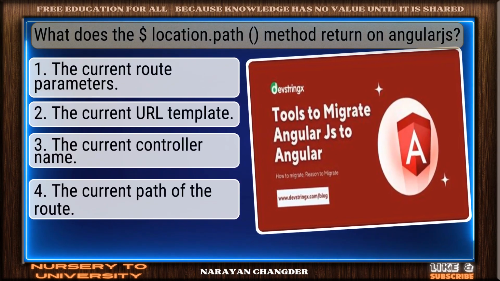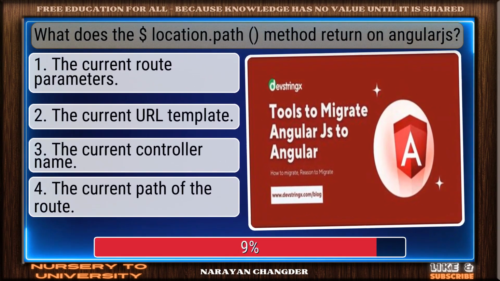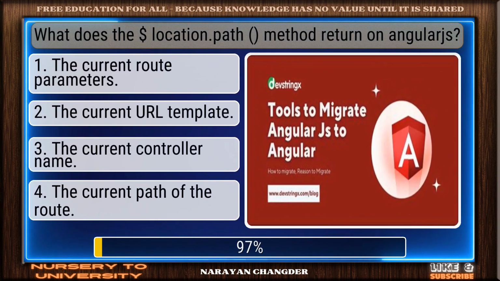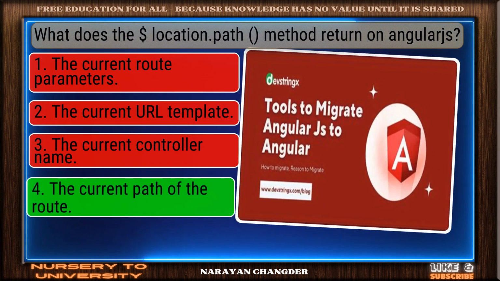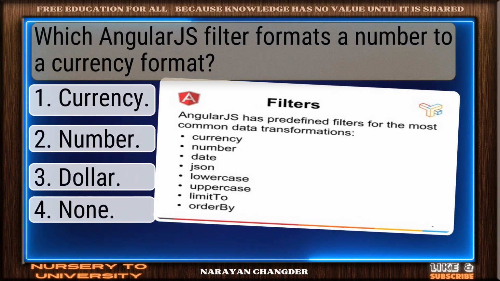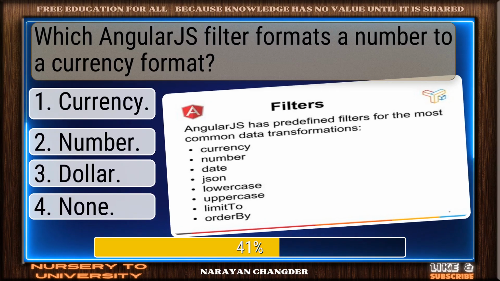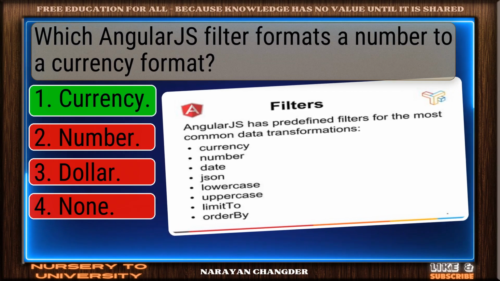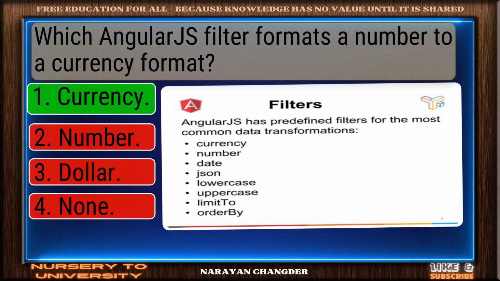Question number 21. What does the $location path method return in Angularjs? Correct response. The current path of the route is the most accurate answer. Question number 22. Which Angularjs filter formats a number to a currency format? Nice work. You chose currency, and it is correct.